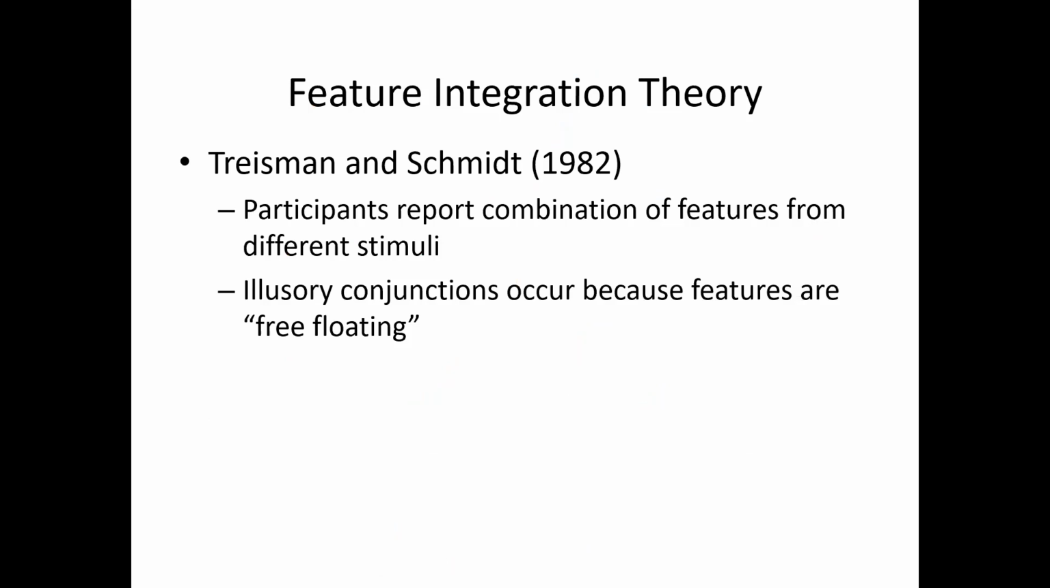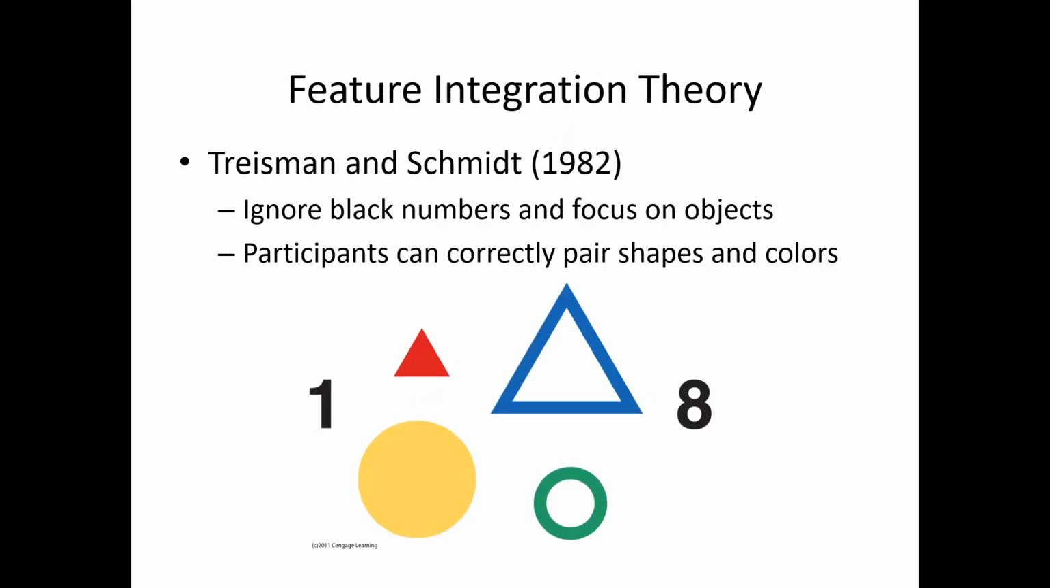So this is part of the feature integration theory, where participants reported a combination of features from different stimuli, and these illusory conjunctions down here at the bottom occur because the features are free floating, because you're not studying that much, you just looked at it at a glance, right? Continuing with the feature integration theory, you might tend to ignore the black numbers and focus on the objects, and participants can usually correctly pair the shapes with the colors.